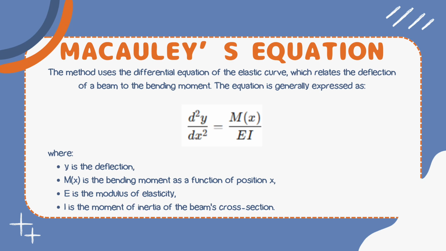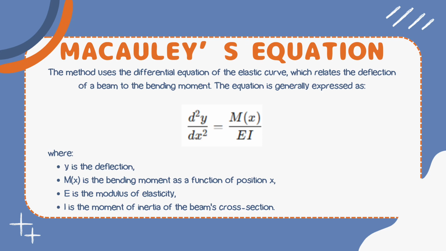Macaulay's equation. The method uses the differential equation of the elastic curve, which relates the deflection of a beam to the bending moment. The equation is generally expressed as the second derivative of the vertical deflection y with respect to the horizontal position x is equal to the bending moment M(x) divided by the product of the material's Young's modulus E and the beam's second moment of area I, where y is the deflection, M(x) is the bending moment as a function of position x, E is the modulus of elasticity, and I is the moment of inertia of the beam cross-section.